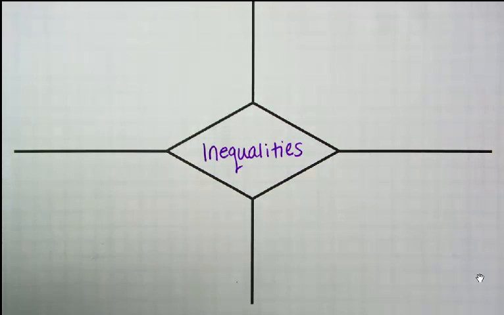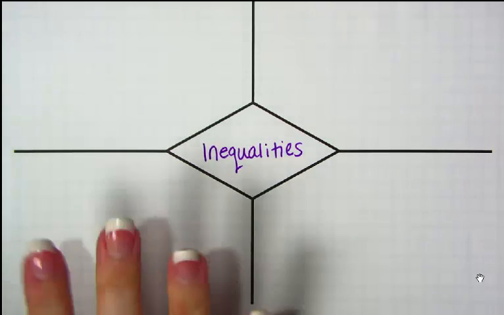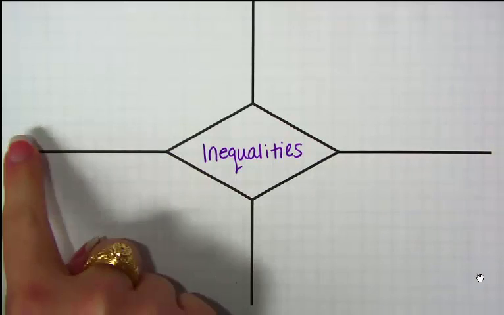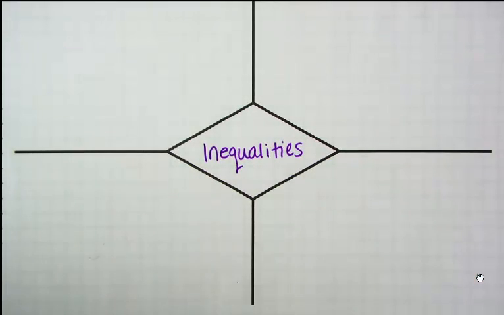So I'm on the next page in my iPod. If you don't have this Frayer model glued in, that's okay. Just go ahead and draw yourself a T-chart on your iPod page, and that will serve the same purpose as this Frayer model.